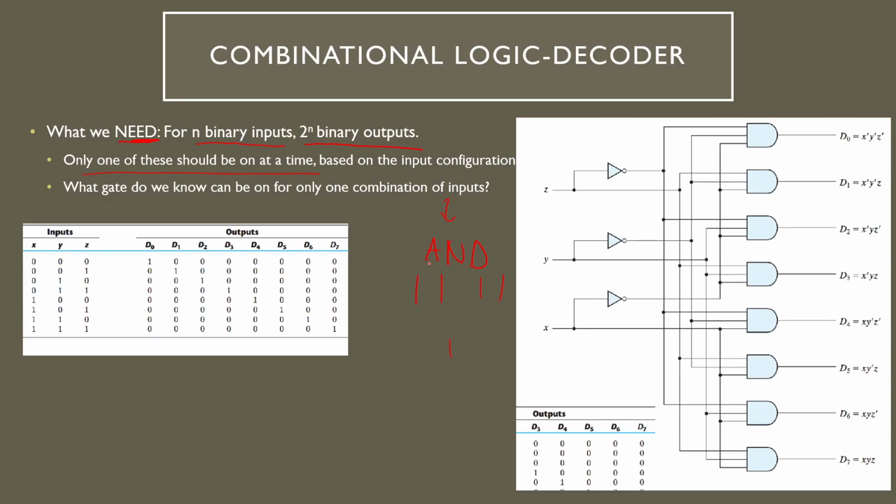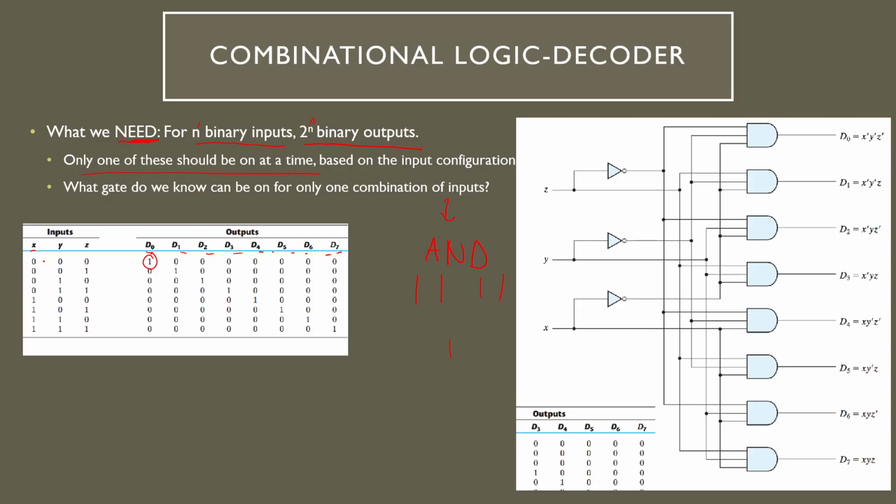So all we have to do is create an AND gate, where the inputs to that AND gate are the particular binary number converted to ones. So take a look at this output sheet over here. Here we have 8 outputs for 3 binary inputs. So for 3 binary inputs, 2 to the power 3 outputs. We need D0 to be 1 and all the others to be 0 for binary input 0, 0, 0.